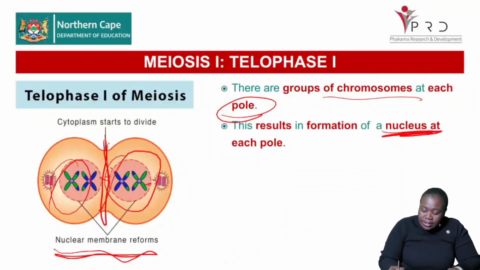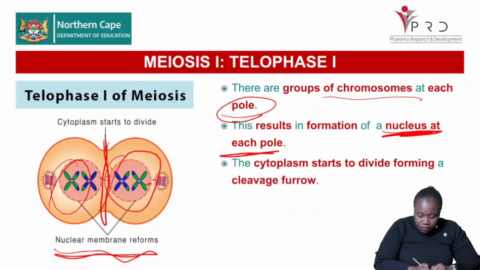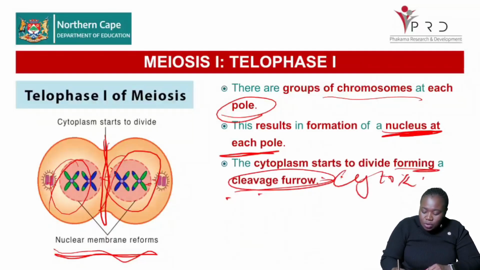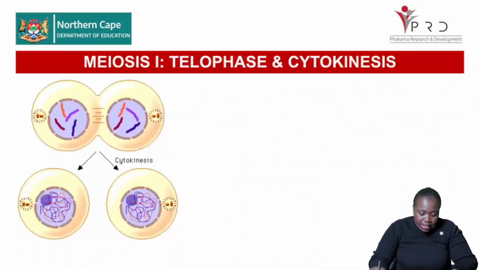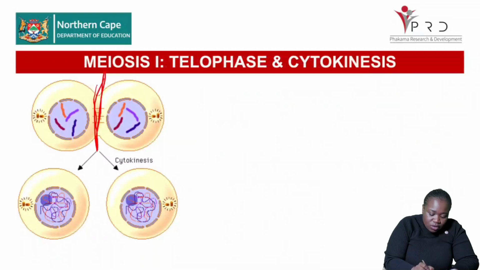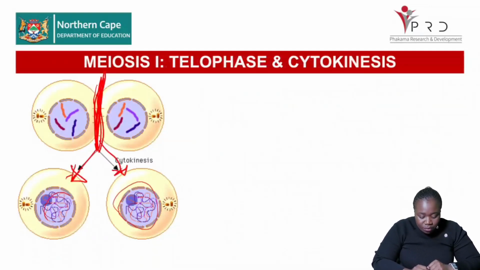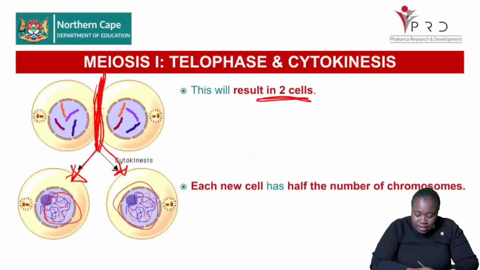Okay, and then there is going to be a formation of the nucleus at each pole. Okay, the cytoplasm divides and it's going to form a cleavage furrow. When this happens, we are looking at cytokinesis, which is what we are looking at now here. So this is the division of the cytoplasm, cytokinesis, and then we are going to see the 2 cells that have resulted in this being formed right here at the bottom. Okay, 2 cells will result.